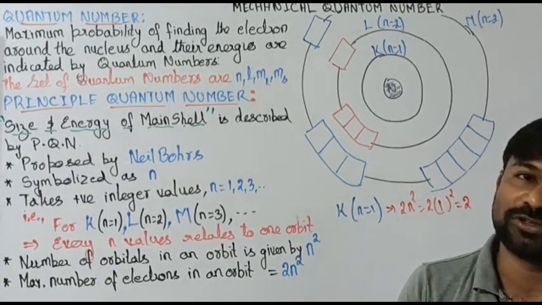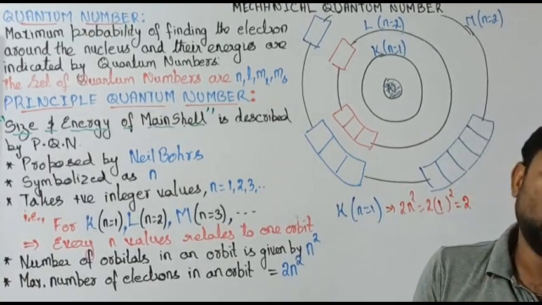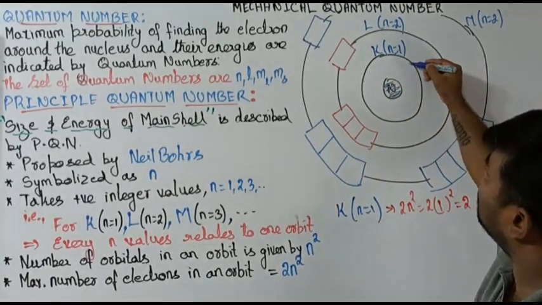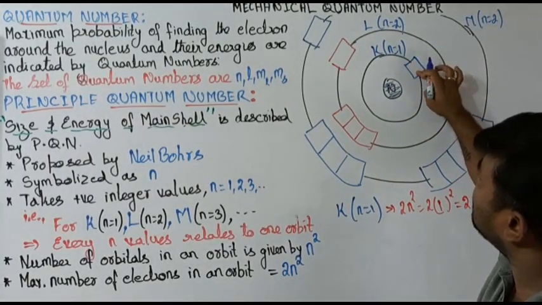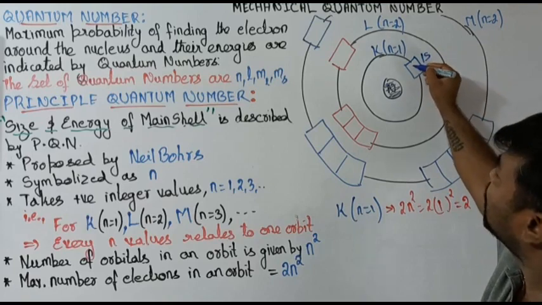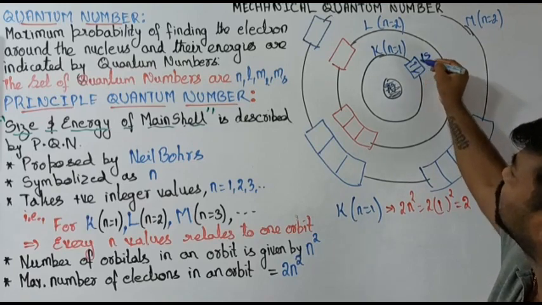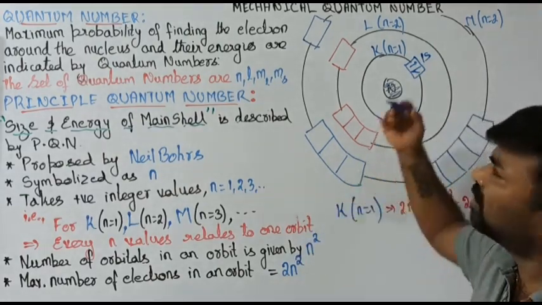How many electrons are present in the first orbit? 2. What are they? In the first orbit we have s, so this is 1s, and it will have 2 electrons. Now, that's very simple.